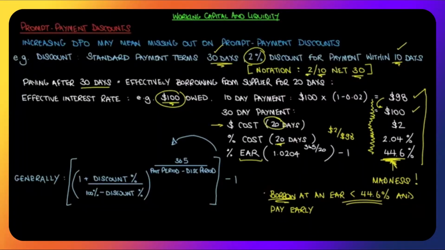But if you're happy with it and you say, come on, Richie, I've done this in quant. This is pretty easy. Okay, fine. This is the general formula. You just need the minus 1. You can just use that. You're taking 1 plus the discount percentage over 100% minus the discount percentage. That gives you your 1.0204 to the power 365 over the payment period, which here was 30. Discount period was 10. 30 minus 10, 20. Minus 1 gives you that 44.6%.